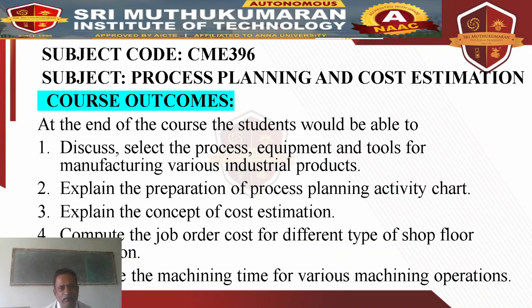The course outcomes of this subject are: first, the students should be able to select the process, equipment, and tools for manufacturing various industrial products. And he will be able to explain preparation of process planning charts. And also he should be able to explain the concept of cost estimation and compute the job order cost for different types of shop floor production such as foundry shop, welding shop, and forging shop. Finally, calculation of the machining time for various machining operations.